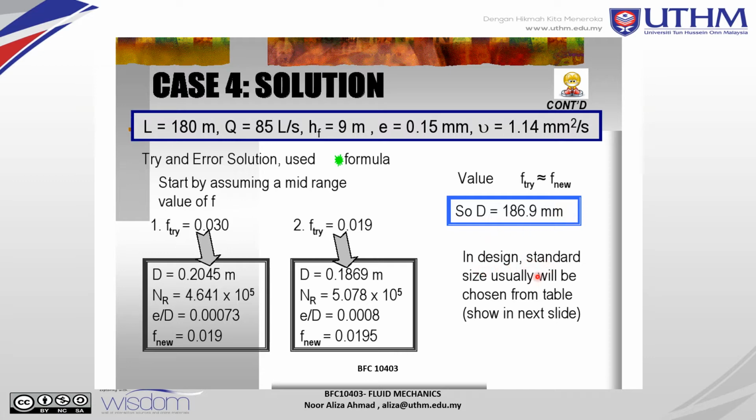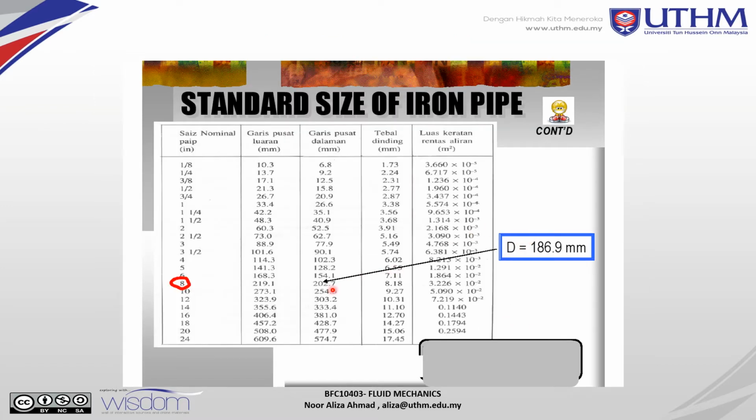In design, standard size usually will be chosen from tables shown in the next slide. So we get the nominal pipe size, in inches, the standard of iron pipe. For the galvanized iron, this one is in the range, so it's okay. So the diameter is the right value that you get.